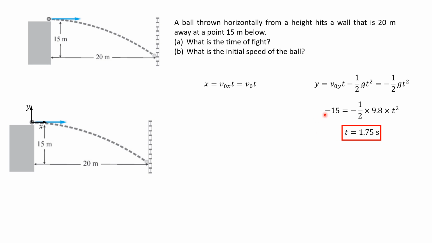So we know the time now. If we know the time, and we know that along the x direction the ball travels 20 meters, we can easily calculate v0. So we're going to replace x by 20 meters equals v0 times 1.75 seconds, and this gives us a velocity of 14.43 meters per second. And these are the answers to this question.